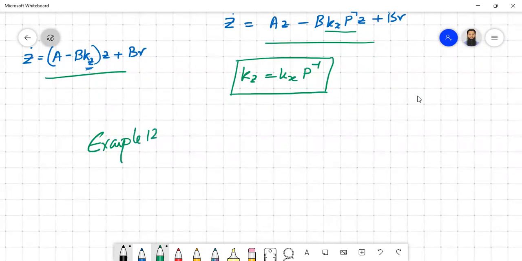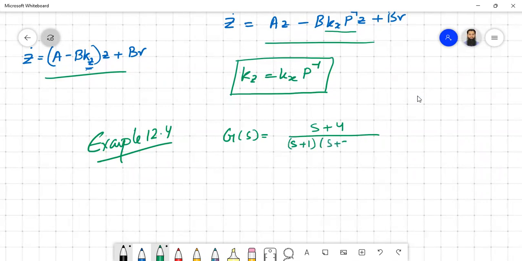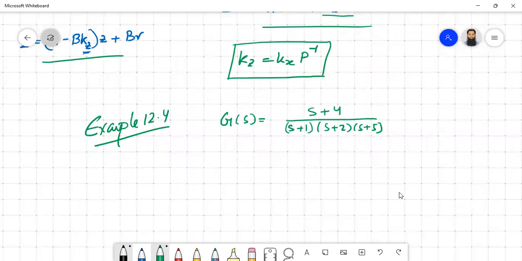Example 12.4. We are given G of s equal to s plus 4 divided by s plus 1 into s plus 2 into s plus 5. We have to consider a percentage overshoot of 20.8%, and the settling time TS that we should satisfy is 4 seconds.